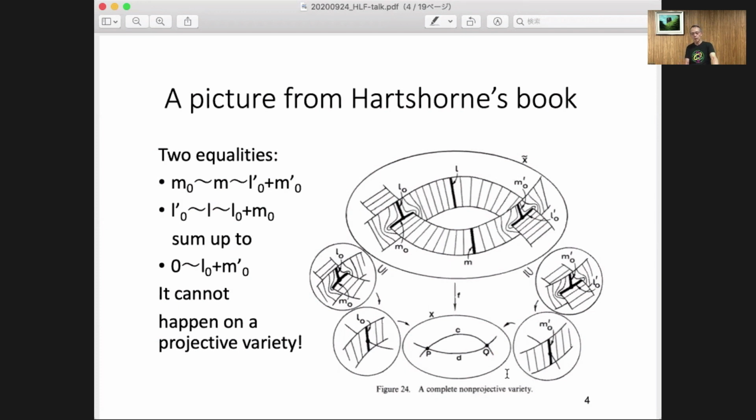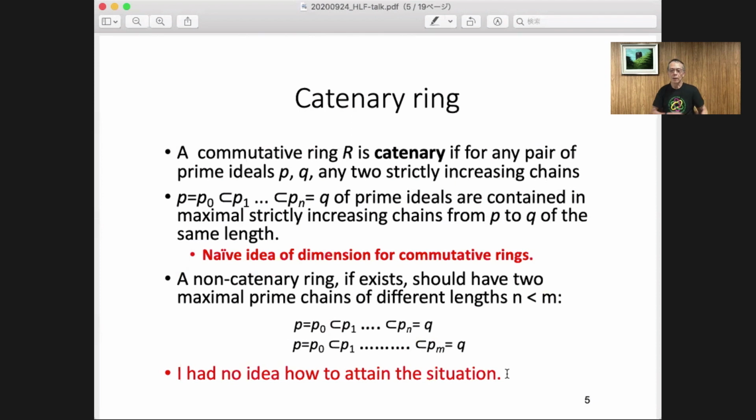Then when I was a master course student, or just after getting my master's thesis, I was interested in something called a catenary ring. A commutative ring is catenary if for any pair of prime ideals P and Q, and any strictly increasing chains starting from P to Q, prime ideals are contained in a maximal strictly increasing chain.